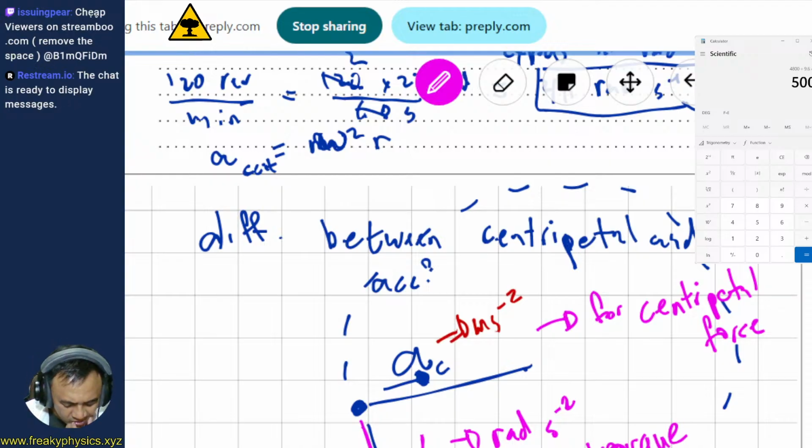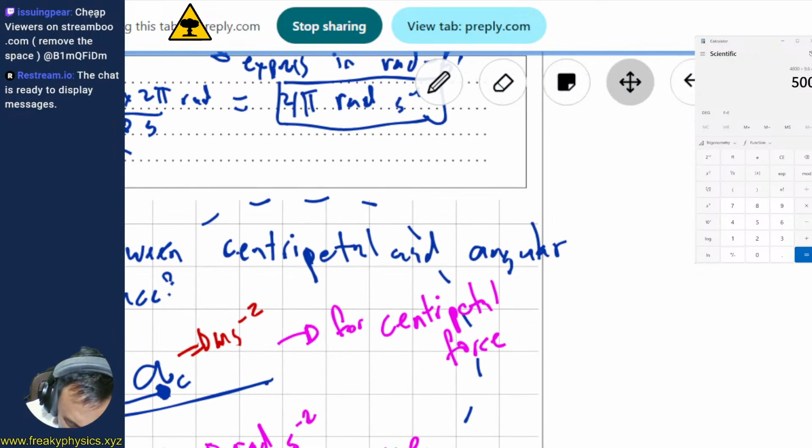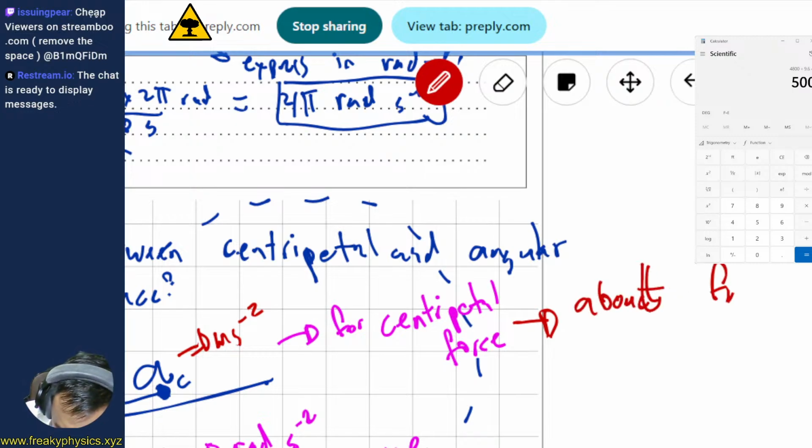But how do we differentiate this? I see where this can get confusing. The way I would see it is like this: if we're talking about the forces that are causing it to turn in a circle, let's write it here, this is about forces causing circular motion.